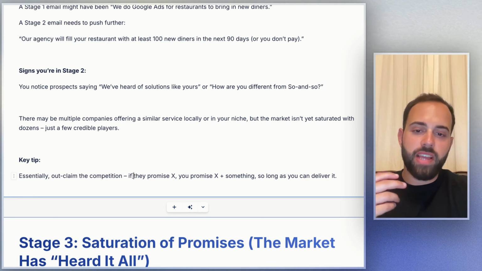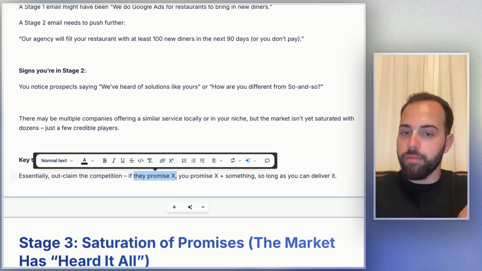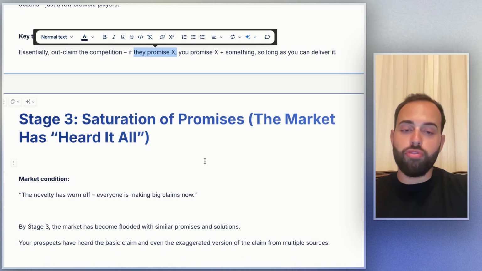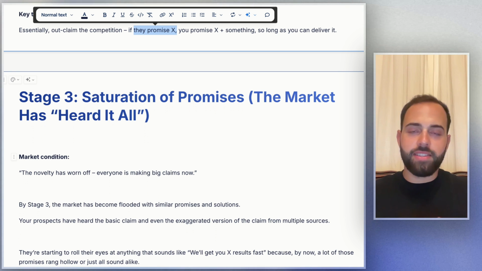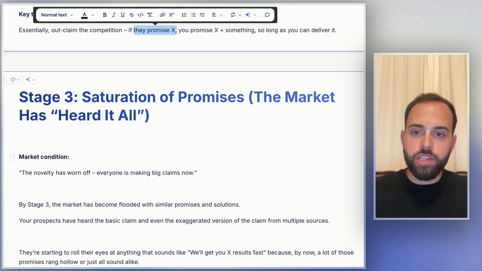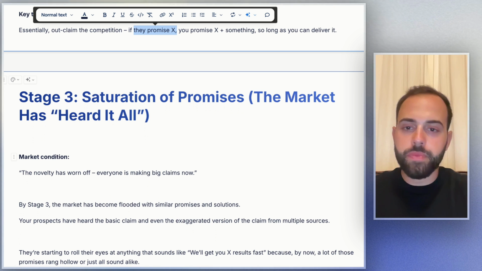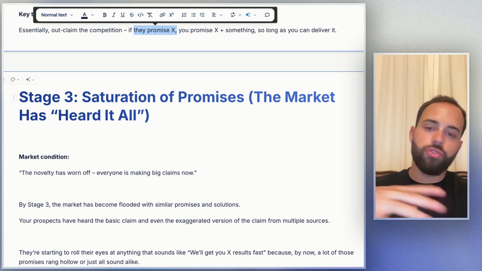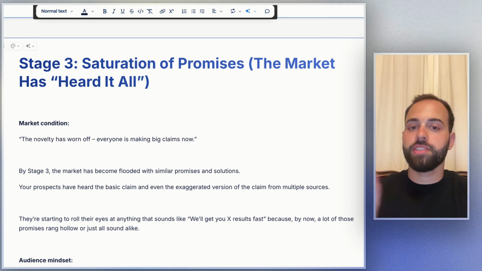So if they promise X, you need to promise X plus something else, as long as you can deliver it. So stage three now is saturation of promises. This is where the market has essentially heard it all. And I'd say that most agency services are in stage three, maybe even stage four sophistication. And you'll understand why, because if you run any sort of B2B business or an agency, then this stage and the next stage are going to be the ones that resonate the most with you.